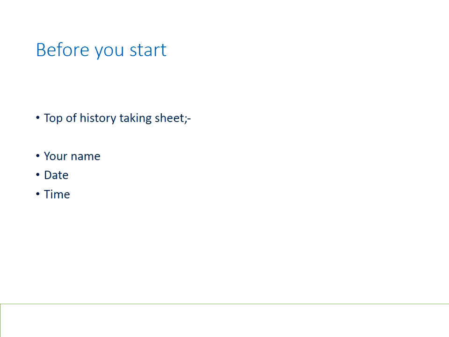So before you start, if you're doing paper records, what you want to do is write your name, date and time at the top of the history taking sheet. We know these records are being taken at the same time as the patient history is being taken.